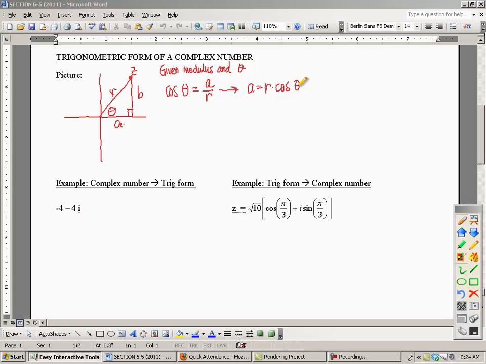All right, let's go with b. b is the opposite side, so I know that the sine of my angle is b over r. And again, I can rewrite b as r times the sine of my angle.